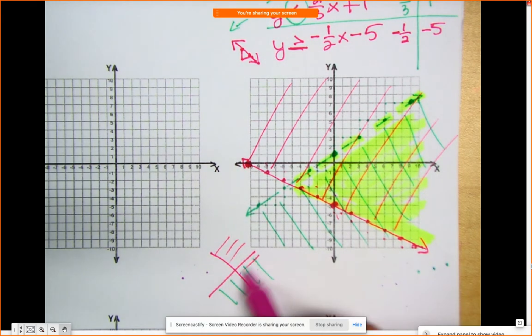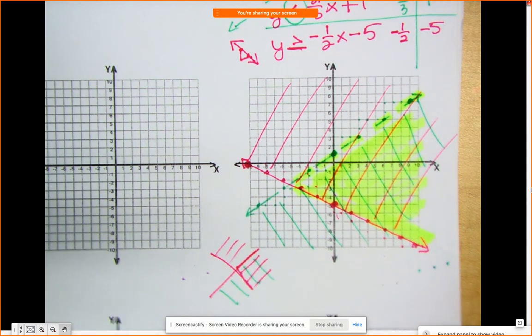Well, where do they overlap? Right in this section. One of these 4 sections is going to have 2 colors. 2 of the sections will have 1 color, and then 1 section will have no color. I'm looking for the section that has 2 colors. Okay?